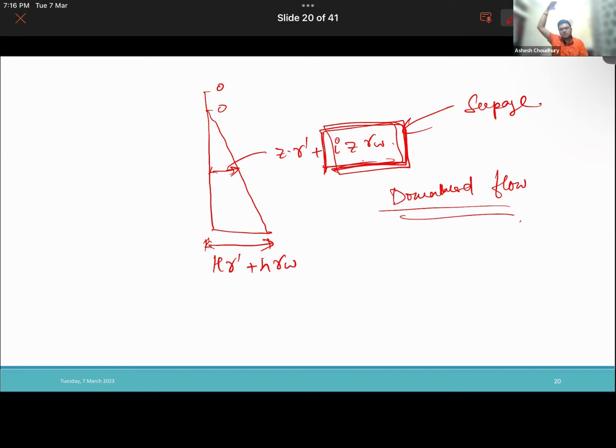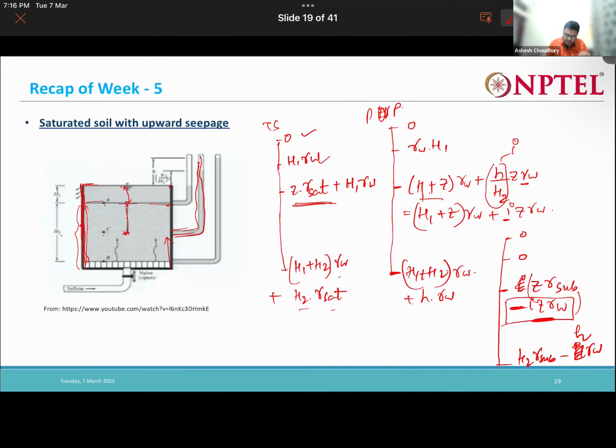So when the flow is occurring from top to bottom, the force between the soil particles is increasing. The stress at the interparticle contact points is increasing. So downward seepage increases our effective stress. And when the flow is upward, the effective stress gets reduced.